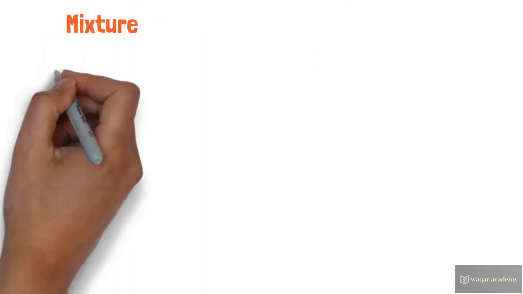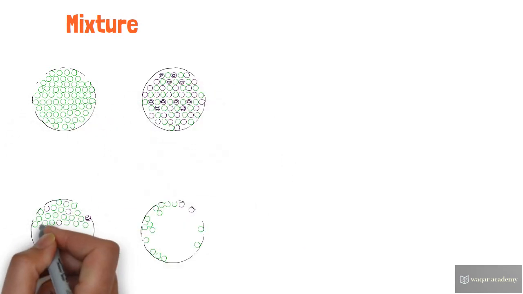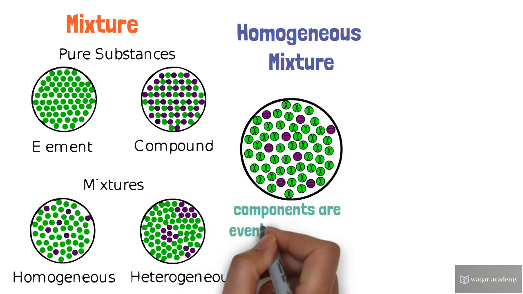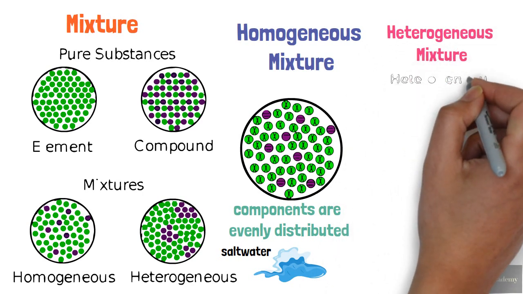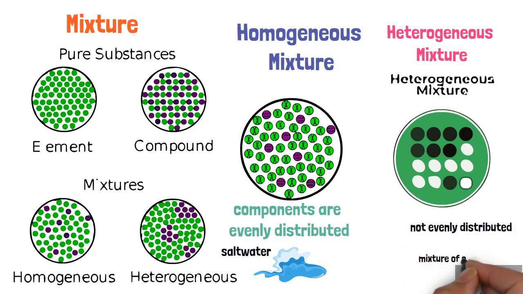Mixture. Definition. A mixture is impure matter that contains two or more substances physically mixed together. Mixtures can be either homogeneous or heterogeneous in their composition. Homogeneous mixture. A mixture where the components are evenly distributed, and it looks the same throughout. Examples include a well-mixed solution like salt water. Heterogeneous mixture. A mixture where the components are not evenly distributed, and you can see the different substances. Examples include a mixture of oil and water.